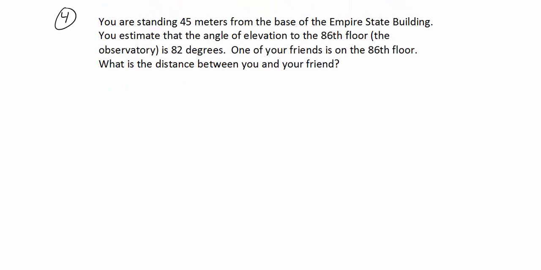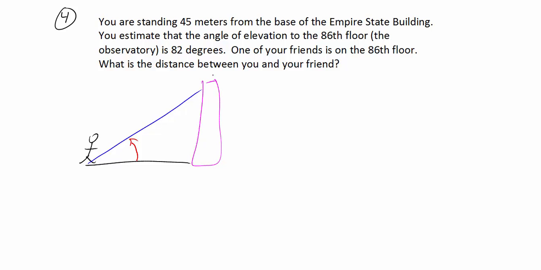All right, we have one more example here to look at, and this is a word problem. It says that you are standing 45 meters from the base of the Empire State Building. You estimate the angle of elevation. Now the angle of elevation, that means when you're standing down here at the bottom, as far as this angle that you're looking up this way towards the building. So if over here this is the Empire State Building, then the angle of elevation here is the angle that you're looking up off of the ground.